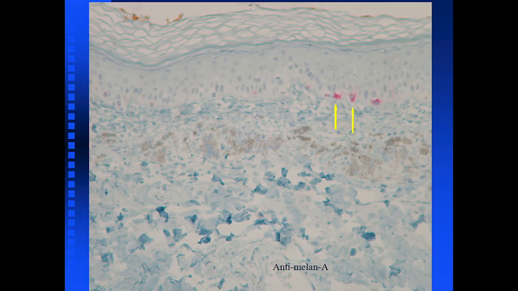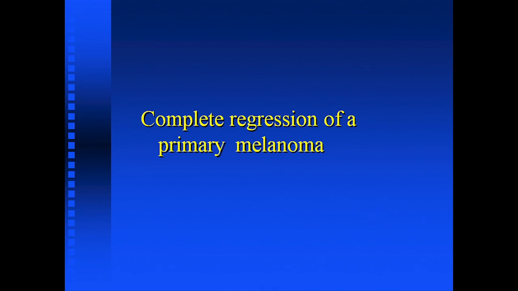Correct. Here is the melanase stain, and there was absolutely nothing there. And this is very strange because with the melanase stain, there should be melanocytes, 1 to 4 to 1 to 10 keratinocytes. That's the average amount. Notice you only find 2 or 3 here. Okay? So this is complete regression of a primary melanoma.